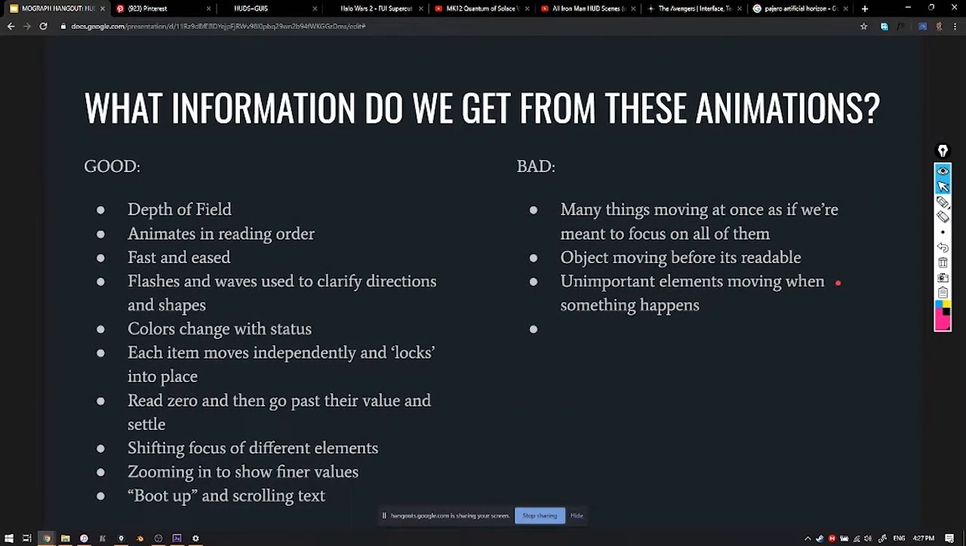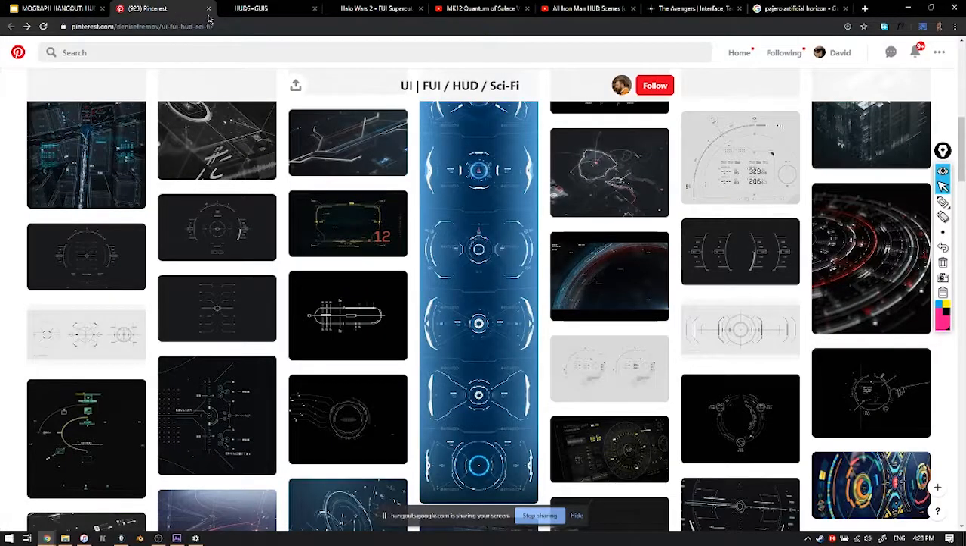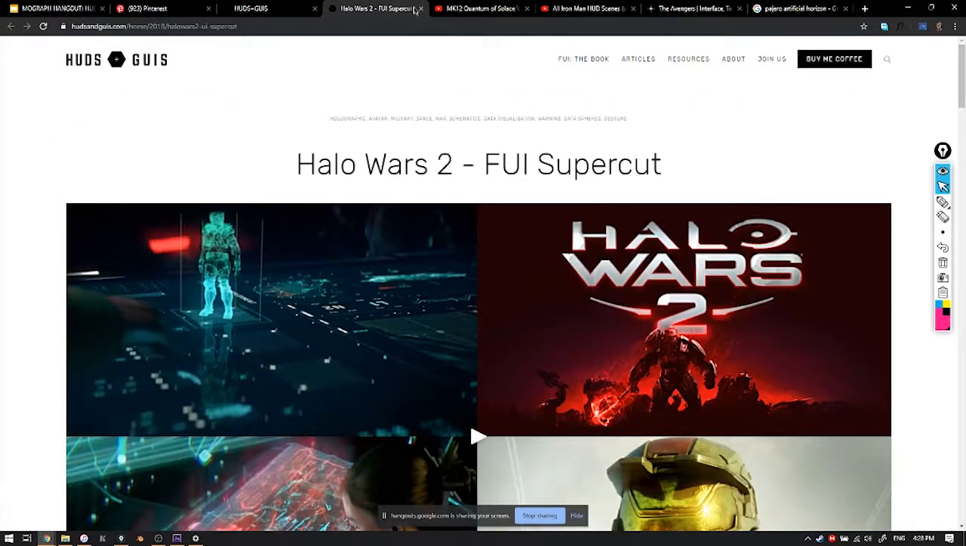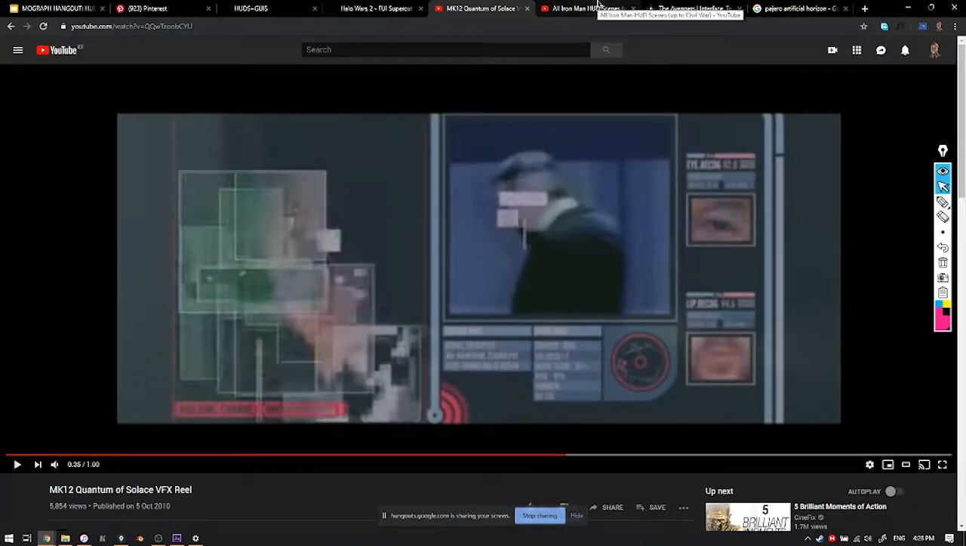There's also one for animation, so the same thing, depth of field, animations coming in reading order. We have some are fast, some are slow, color changes for status, just basically just write as much as you can from all the stuff that we've seen. So the Pinterest, the HD GUI, the Halo Wars, Quantum of Solace.